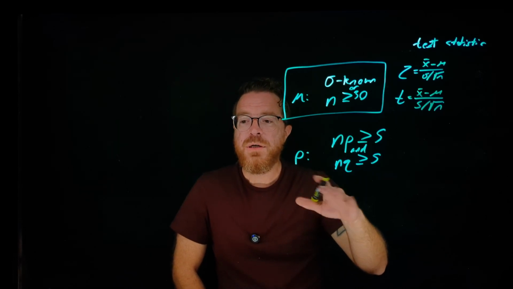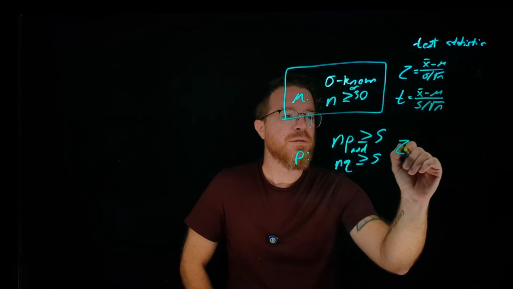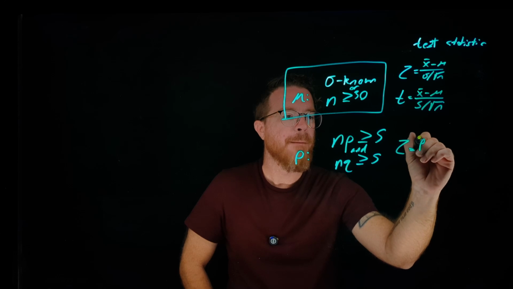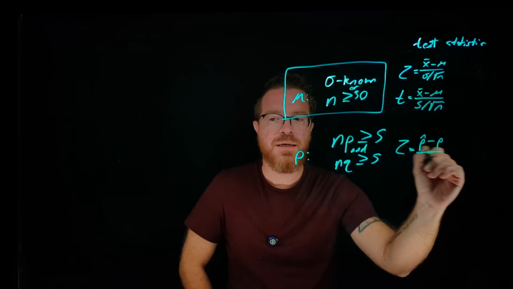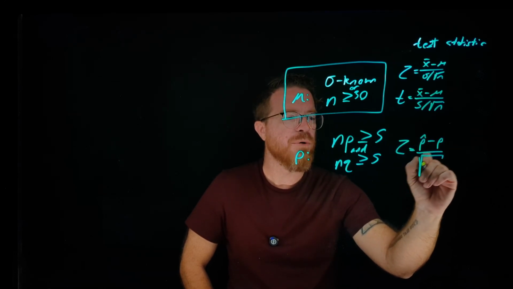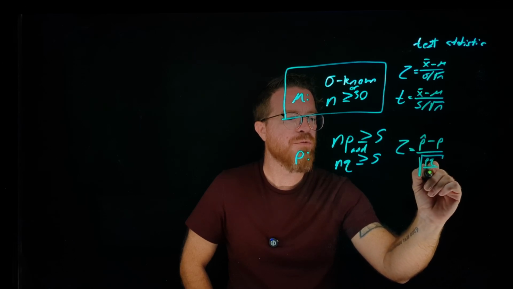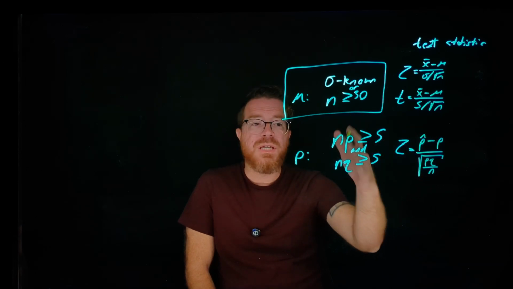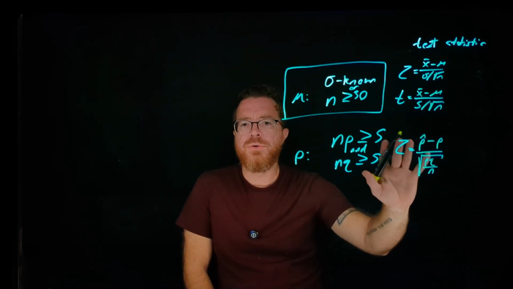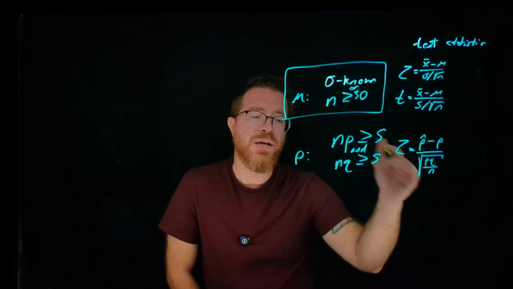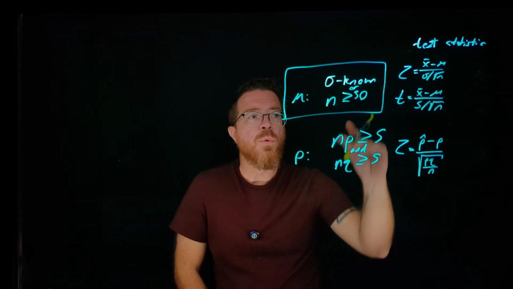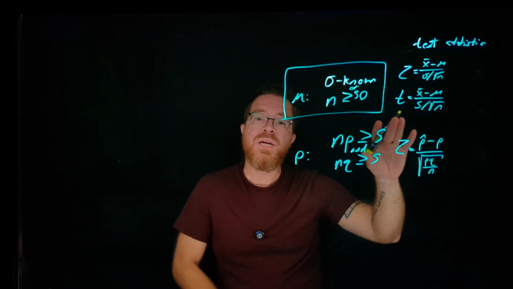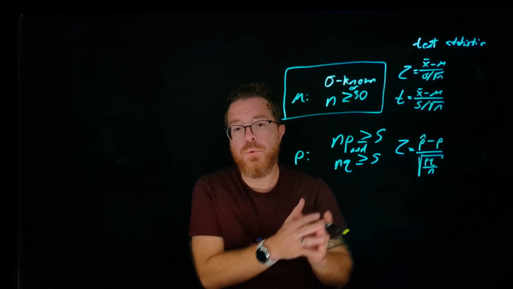For our proportion, we would need to use z equals p hat minus p divided by the square root of p times q over n. Now remember, this only works if both of these are true. We don't really have an alternate that we're going to cover right now of what we would do if this fails. Once we've found this test statistic, we can look at whether we reject or fail to reject our null hypothesis.